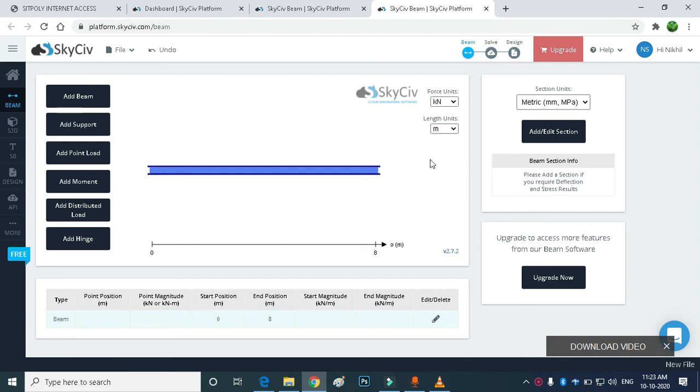As you can see over here, besides SkyCube, you can find the force unit, which is given in kilonewton, and the length unit, which is given in meter. If you want to change it, you can click on that. You can change it to Newton or pound, or change the length to millimeter, inch or feet as required. Here we are going to keep the force in kilonewton and the length of the beam in meter. As I have said earlier, we are considering this beam as a simply supported beam, so we need to put two supports at its ends.